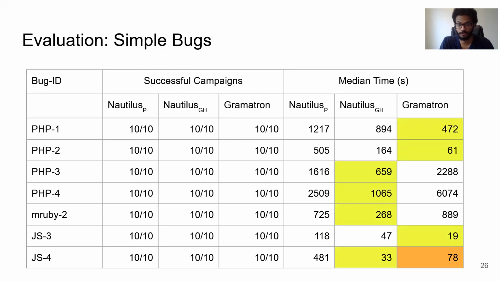And we divide the discussion between simple bugs and complex bugs. So for 3 out of the 7 bugs, we see that Gramatron is able to outperform Nautilus, which is for PHP1, PHP2, and JS3. For JS4, we see that it's right behind Nautilus GH in terms of uncovering the ground truth bug. For the remaining 3, which is PHP3, PHP4, and MVP2, we see that Nautilus is able to outperform Gramatron. And the reason behind this is the fact that the localized small-scale mutation operators used by Nautilus are better at uncovering these simple bug triggers.